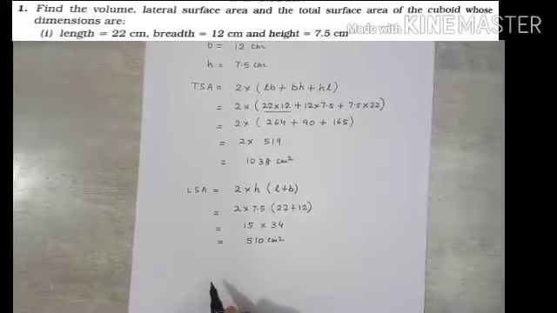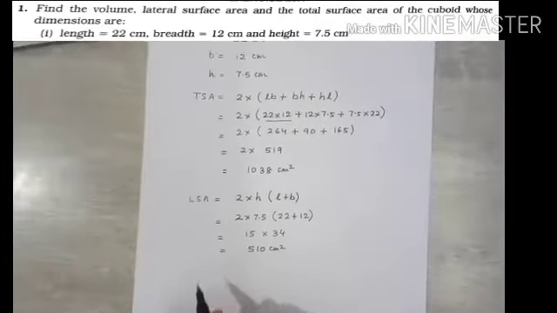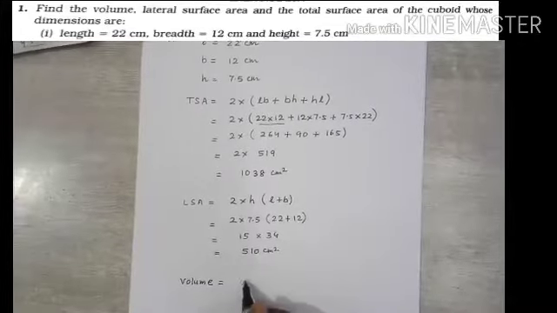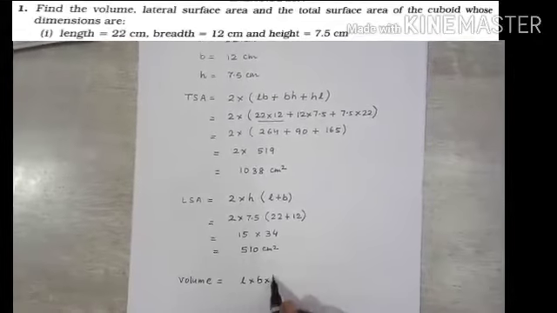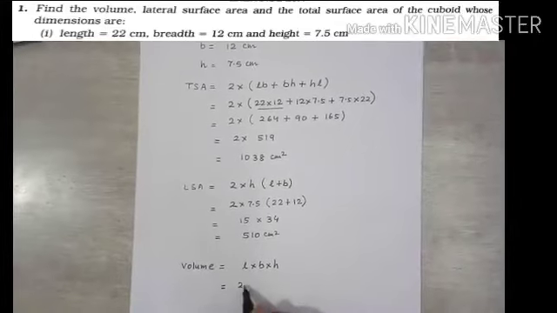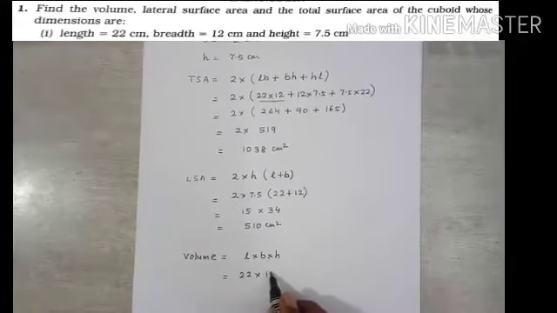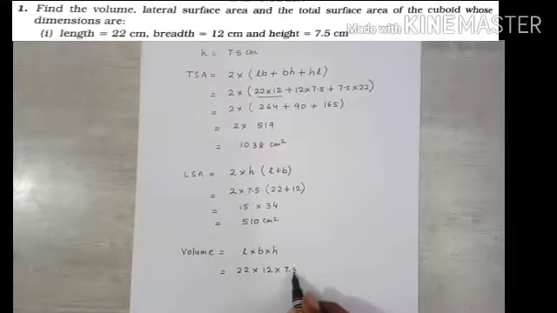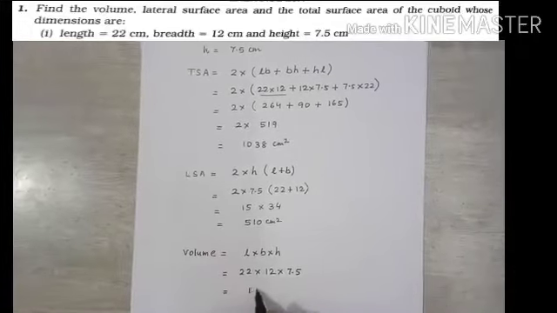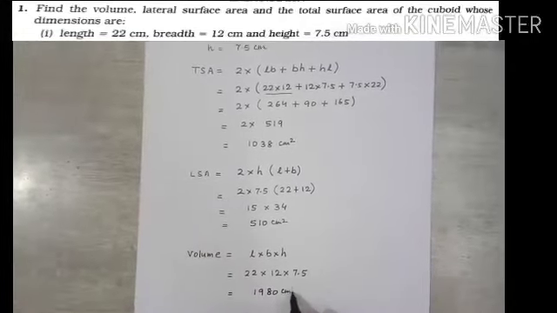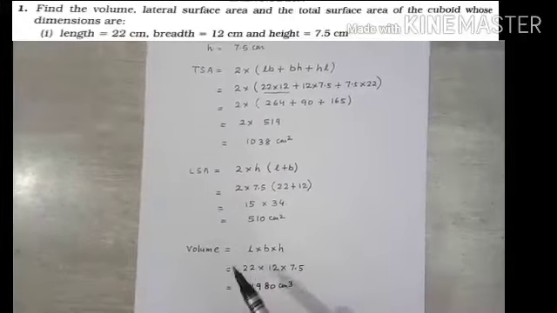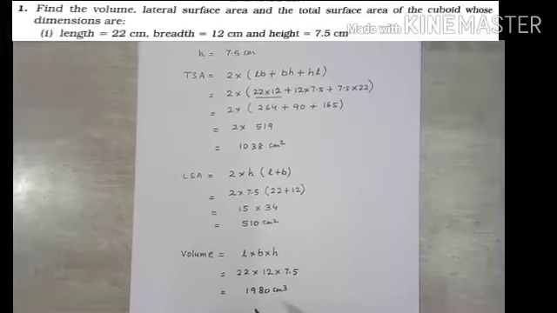Now at last we have to find volume. Formula of volume of cuboid equals L into B into H, length into breadth into height. Value of length is given 22, breadth is given 12 and height is given 7.5. Multiply these, we will get 1980 cube centimeter. So we found TSA, LSA and volume by using the formulas.